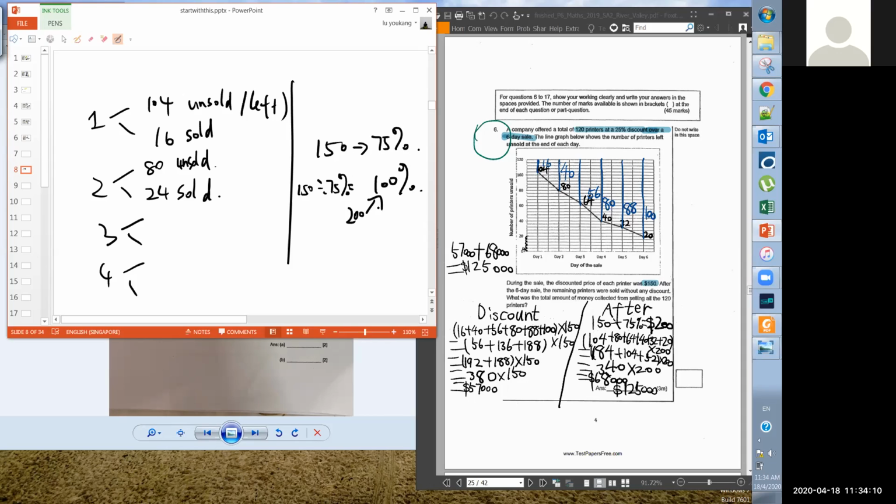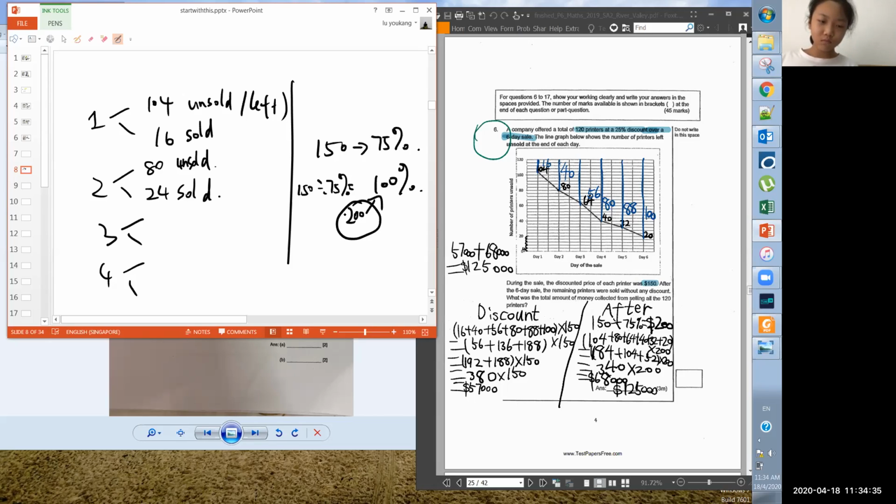So 200 is your 100%. That means that's the initial price of the printer. Okay. Now, after the 6-day sale, the remaining printers were sold without any discount. So that means the remaining printer will be sold at this price. What was the total amount of money collected from selling all the 120 printers?